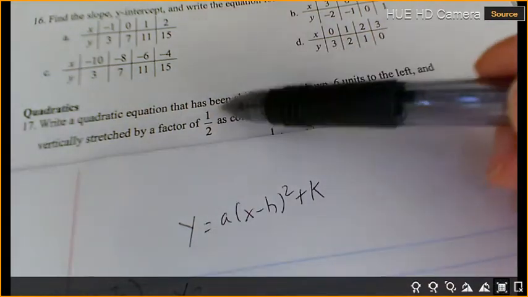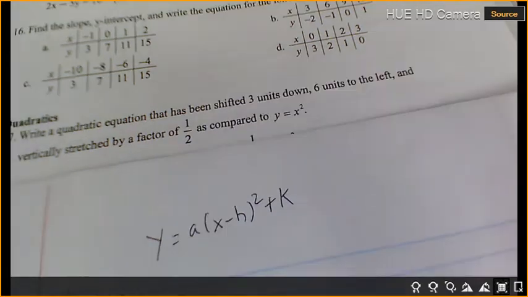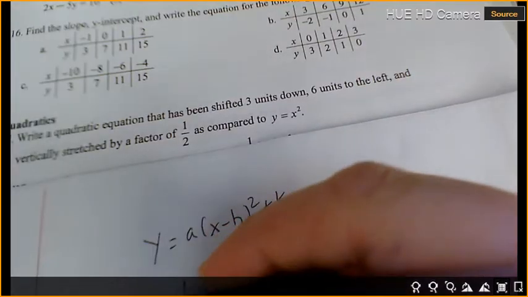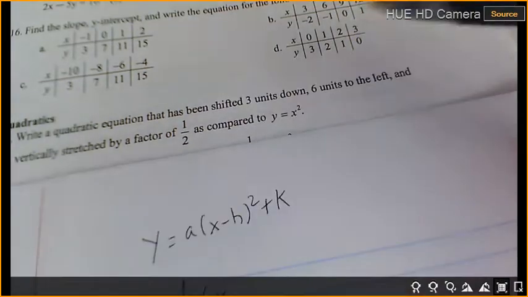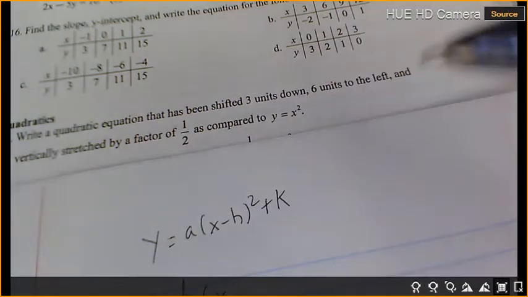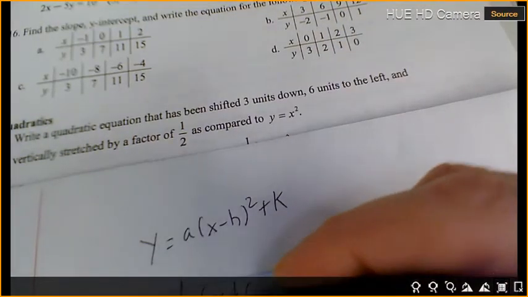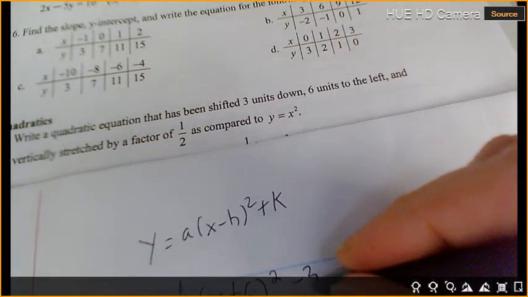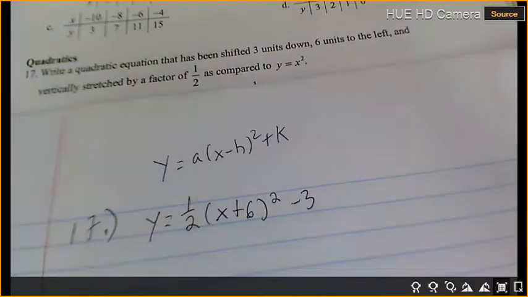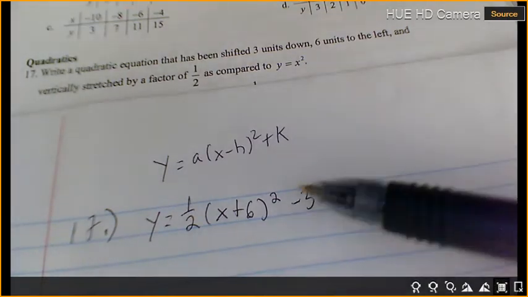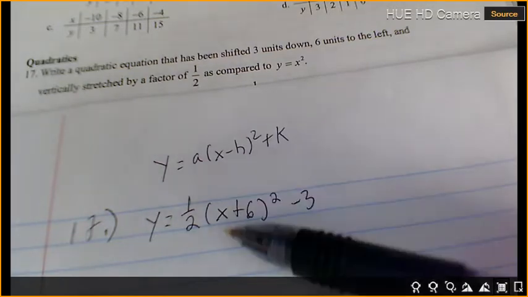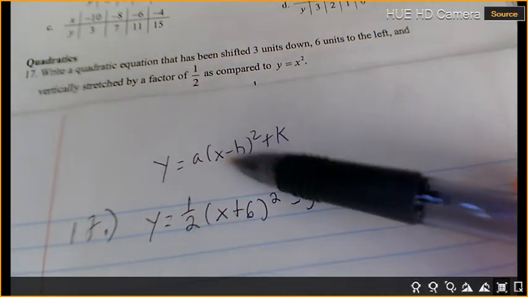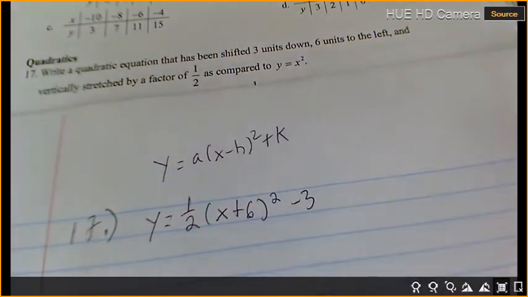You could do either one. It is stretched by a factor of 1/2, so I put 1/2 in for a. And then I know it's been shifted to the left 6, so I'm going to put x plus 6 squared, and then down 3, so it's minus 3. Okay, so it's the opposite for the x value, but it's the same thing for the y value. I know it's down, so down is negative, but it's the opposite for here because of this negative right in here. Okay, so for number 17.